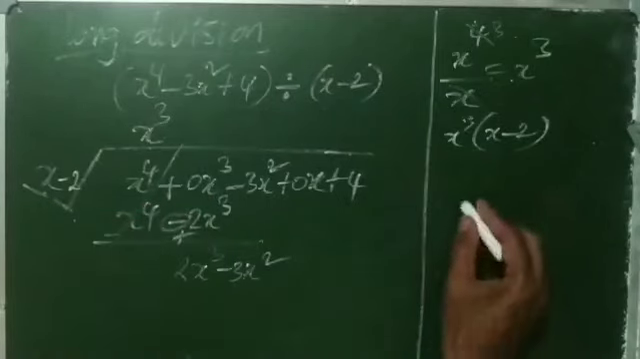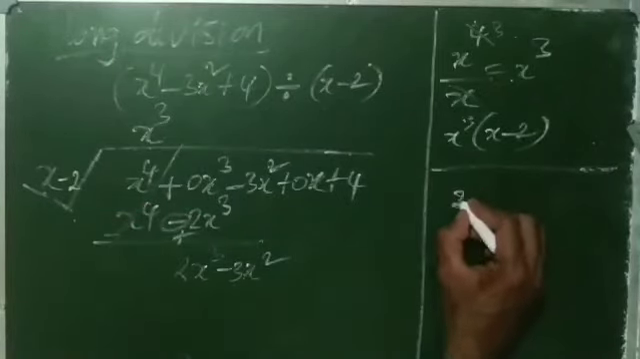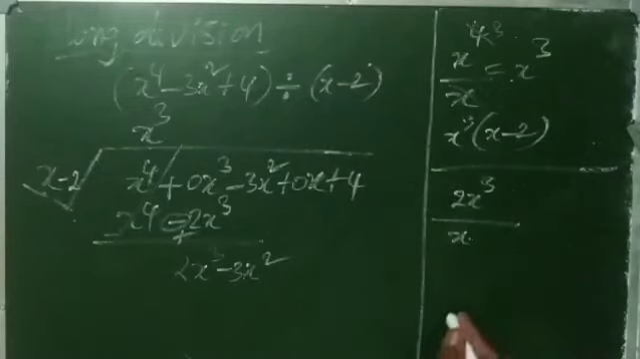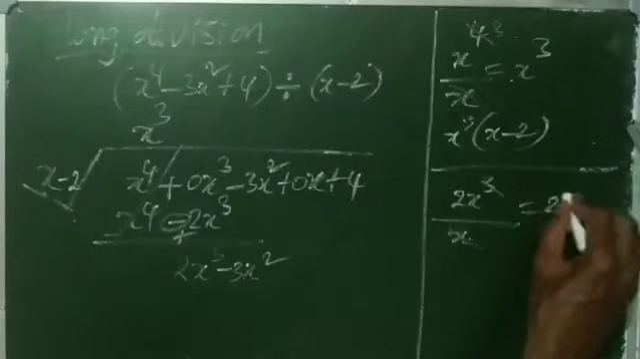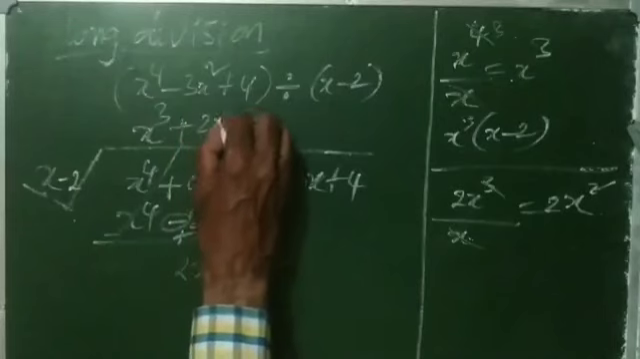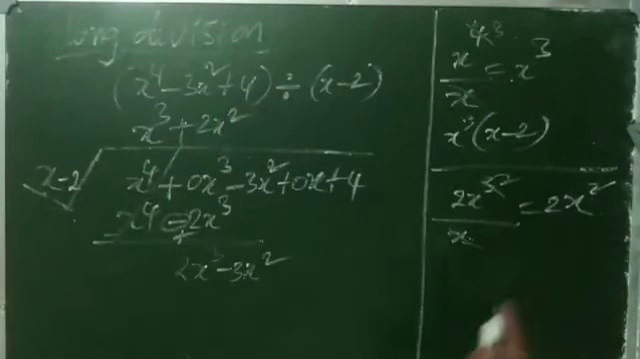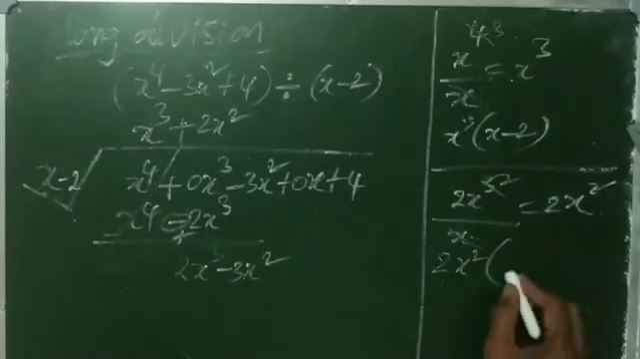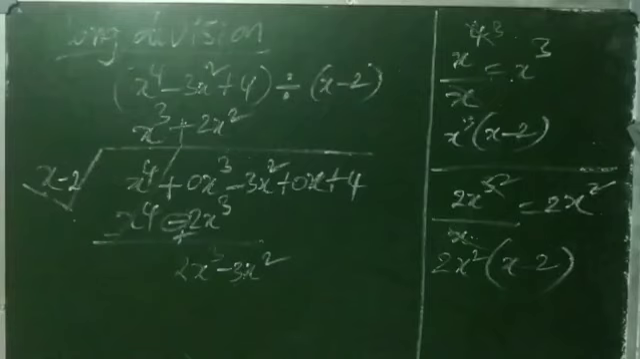Now what is the dividend part? 2x cube. And what is the divisor part? X. Divide, you get 2x square. Now multiply 2x square into x minus 2. So on multiplying, we get 2x square into x, 2x cube.